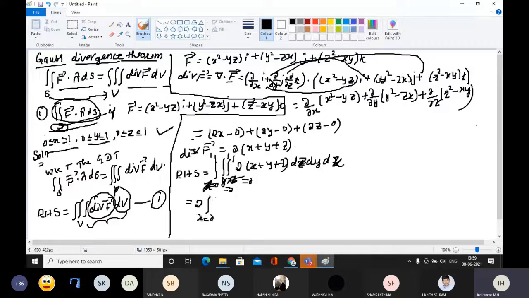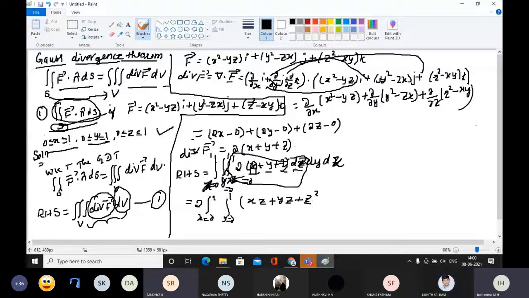So integral x from 0 to 1, integral y from 0 to 1. I kept 2 outside. Now first you integrate with respect to what? Z. Integrate with respect to z. What's the integration of x with respect to z? xz. Plus the integration of y with respect to z, yz. Plus the integration of z with respect to z, z square by 2.